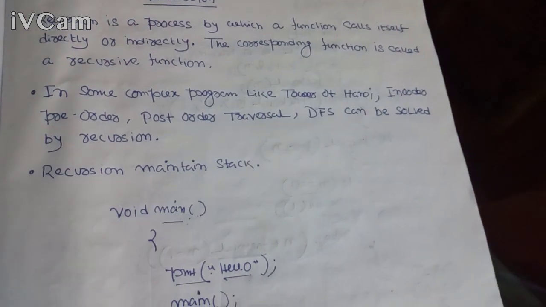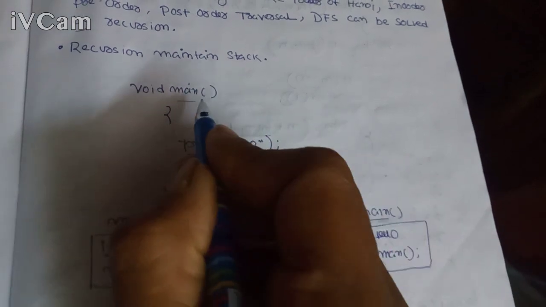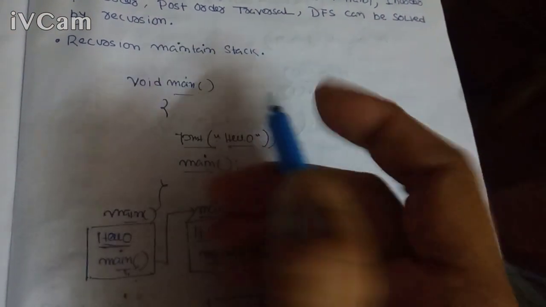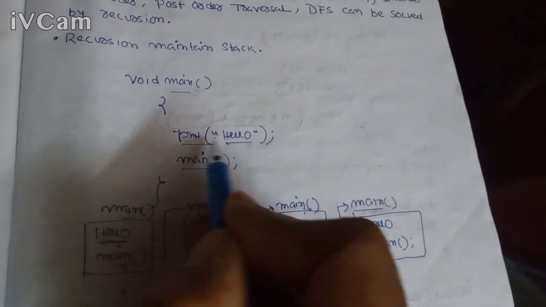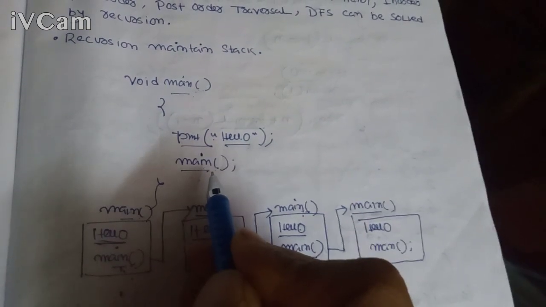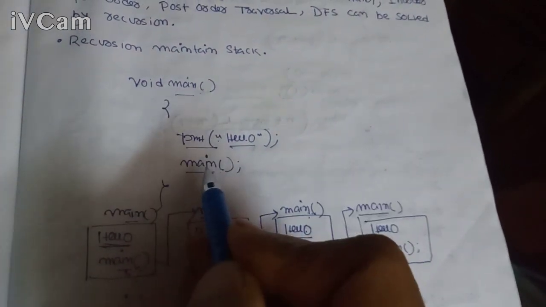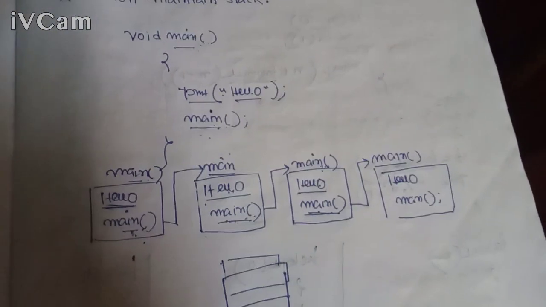Let's take an example. Look at this. It is a main function, void main. We take an example of a C program. This is a main function. In the main function, I just print a value called hello and then I again call the main function. Now look at this main function calling main function. So that is an example of recursion.